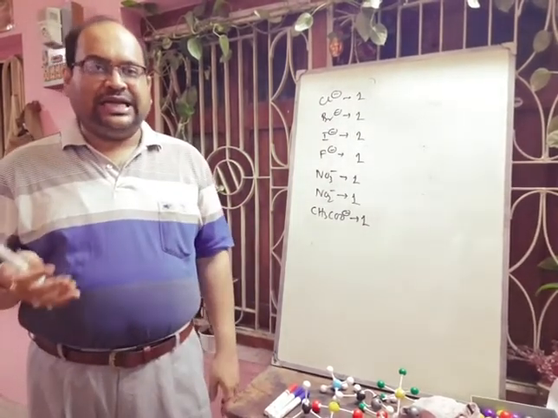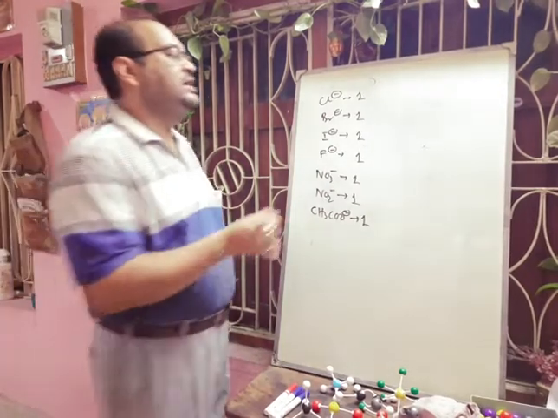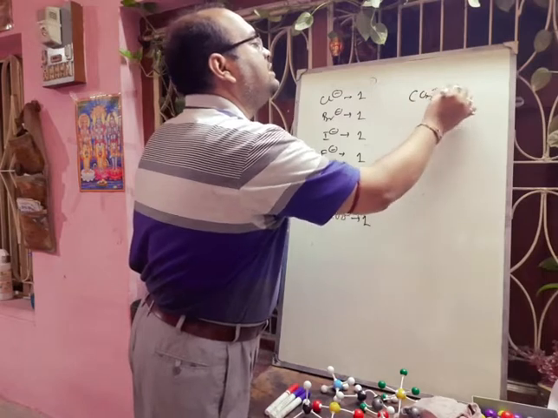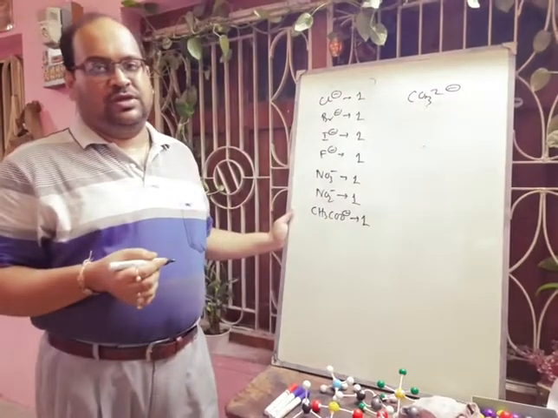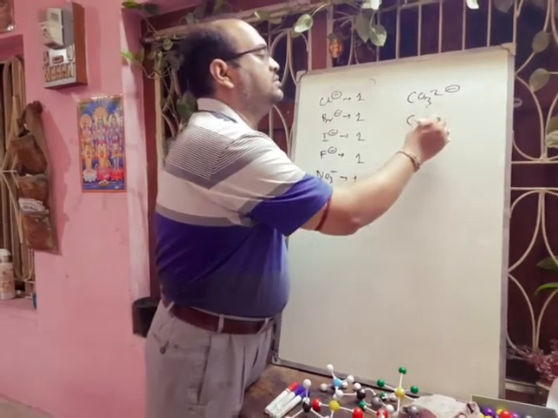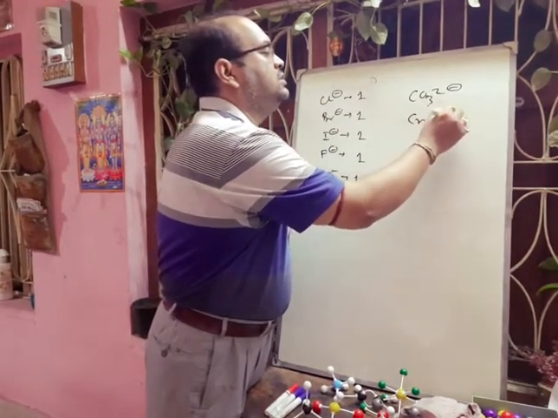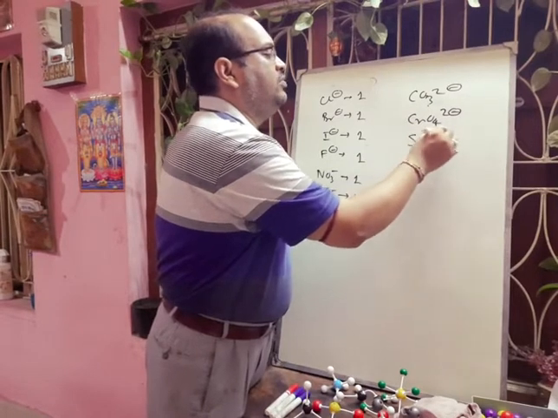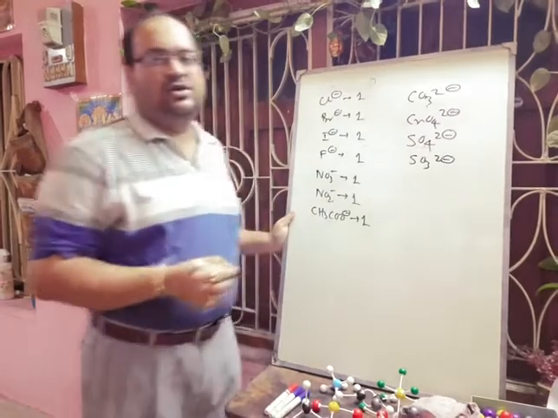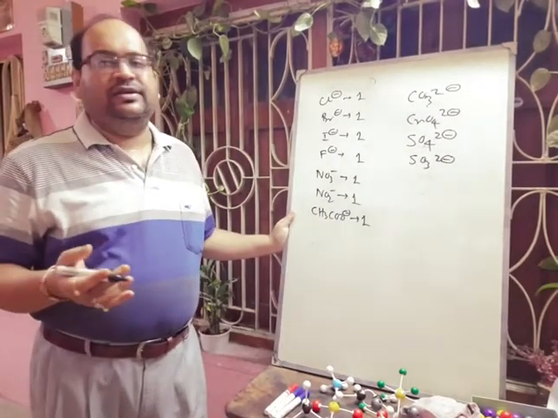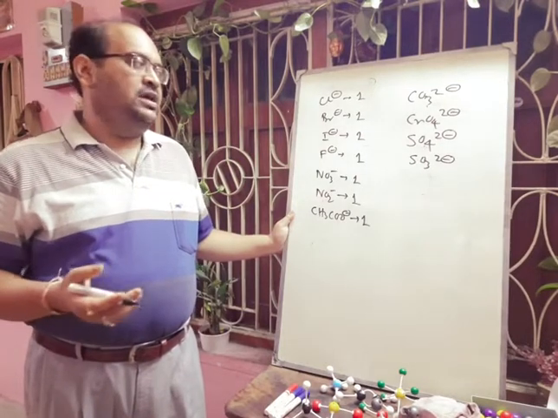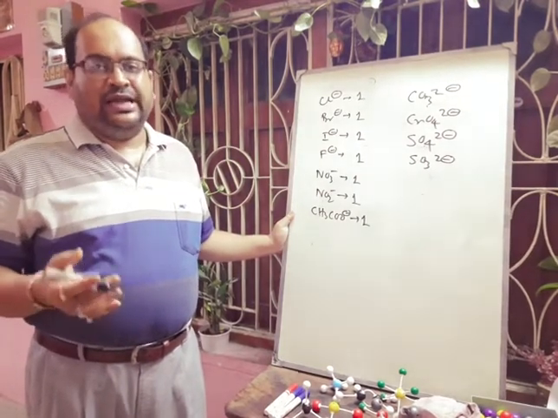Next we will discuss the divalent radicals. We can write CO3 2 minus, the carbonate radical, its valency is 2. Next, CrO4 2 minus, chromate, is also divalent. Sulfate, SO4 2 minus, is also divalent. Sulfite is also divalent. So in this way there are different divalent acid radicals. You have to remember the name, the formula and the valency.